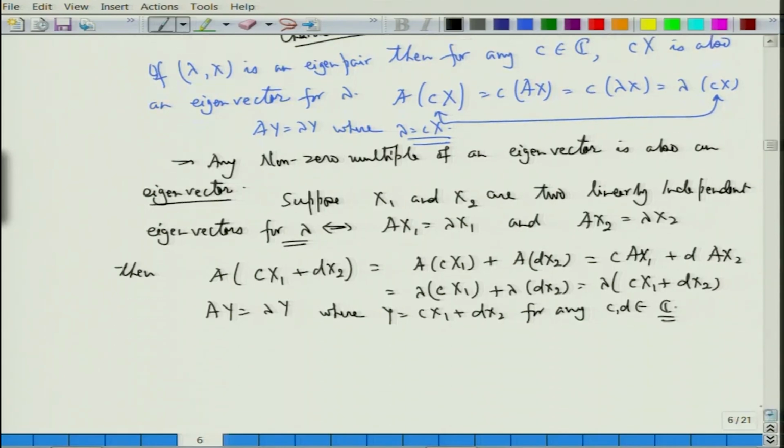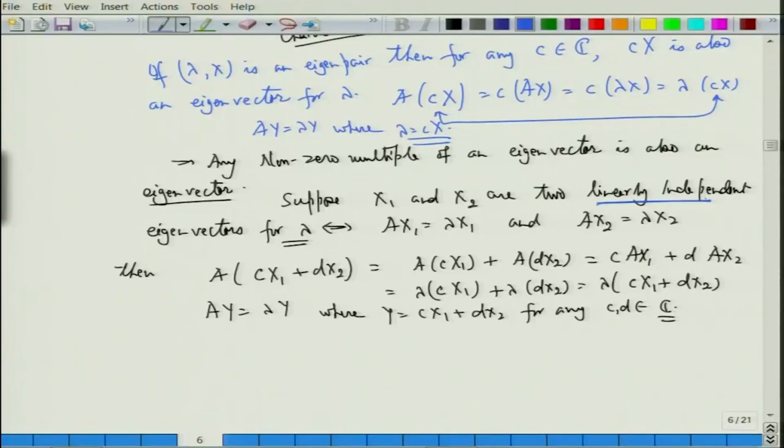All right, fine. So what we are saying here is that if I have an eigenvector x, then a non-zero multiple of this is also an eigenvector. I need a non-zero multiple because an eigenvector is supposed to be a non-zero vector. All right, that is one thing. If x1 and x2 are two linearly independent eigenvectors, then their linear combination is also an eigenvector.